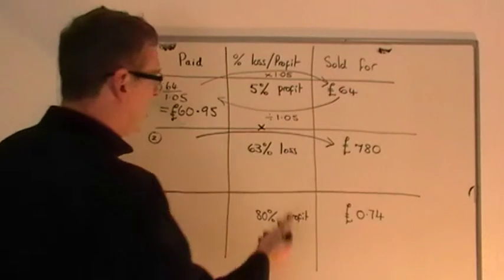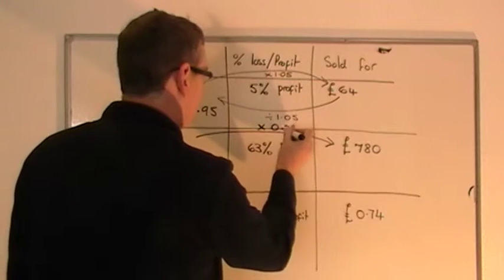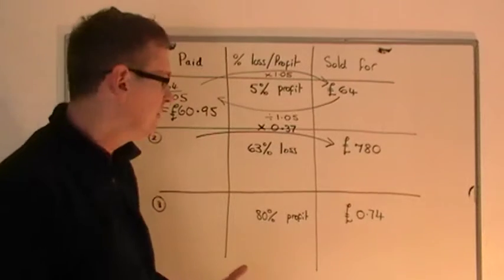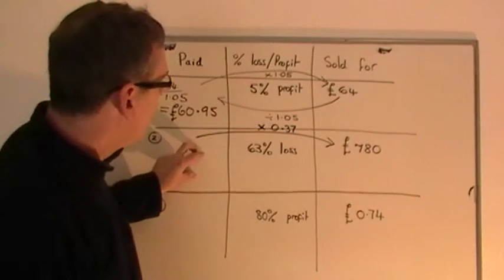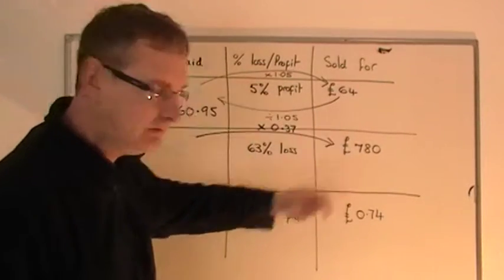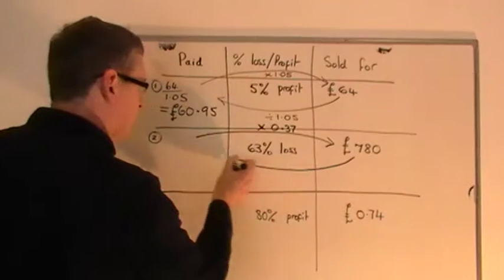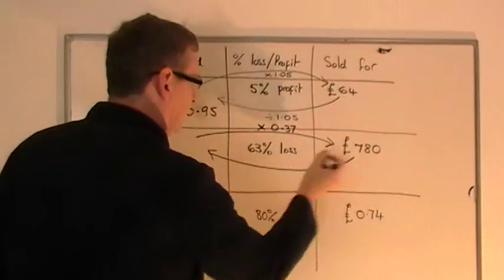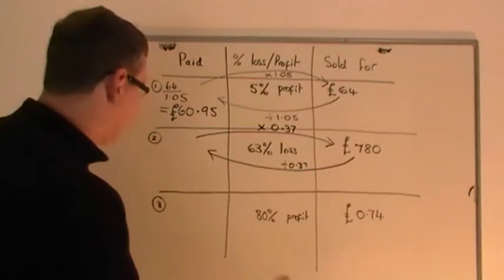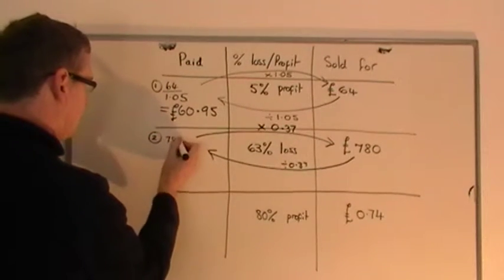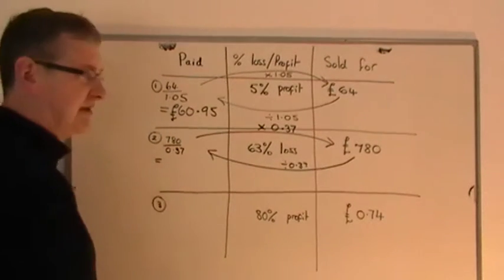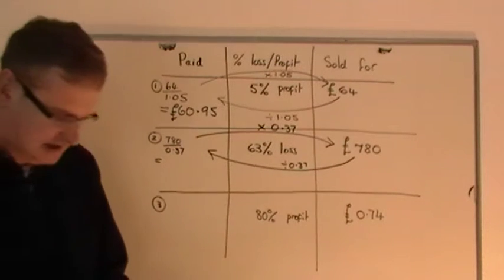If it's a decrease or a loss, you need to times it by 0.37, because 63 and 37 gives you the 100. Okay, so 0.37. So take that, multiply it by 0.37, and it gives you your selling price. So if you go the other way around, instead of timesing by 0.37, you're going to divide by 0.37. So the sum I need to do is take the 7.80 and I need to divide it by 0.37. And it's going to be worked out on a calculator.